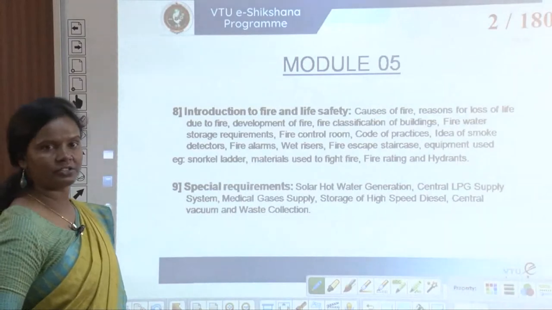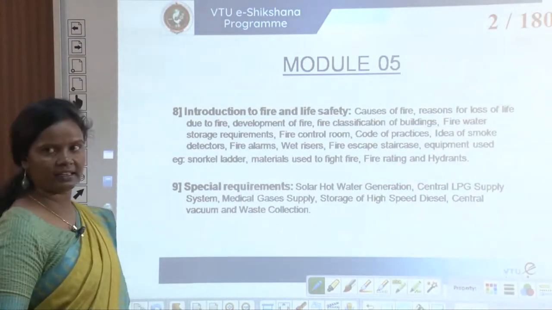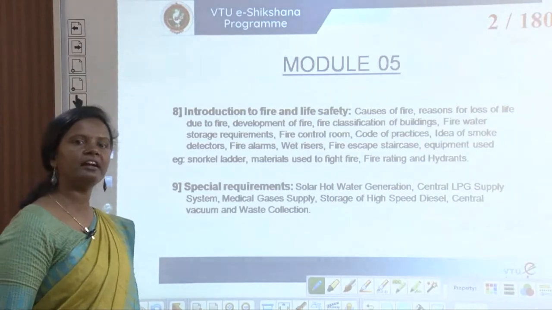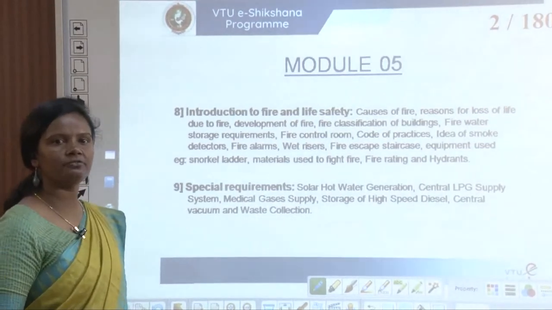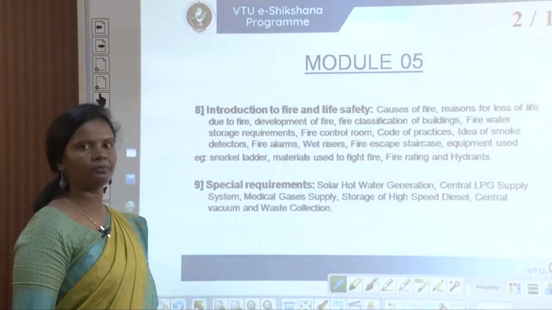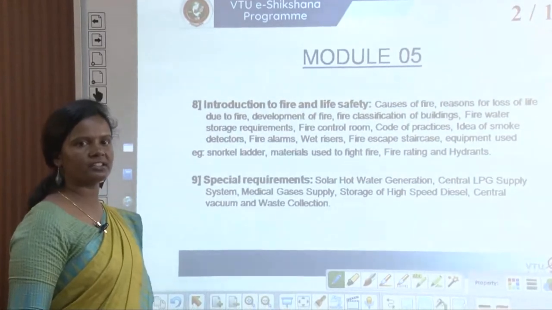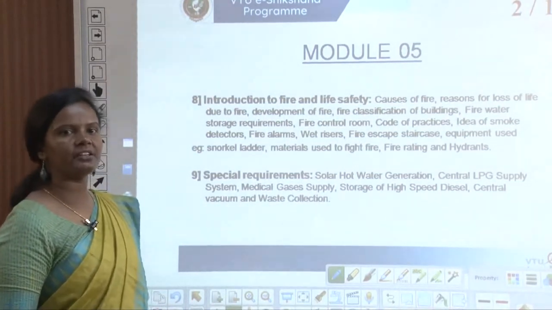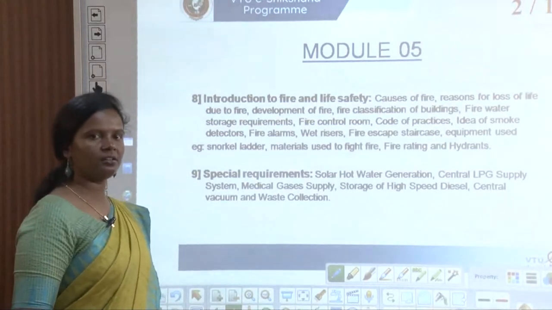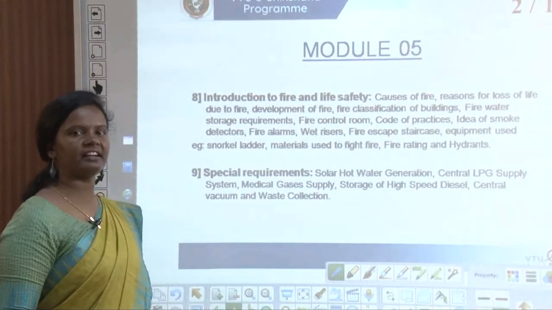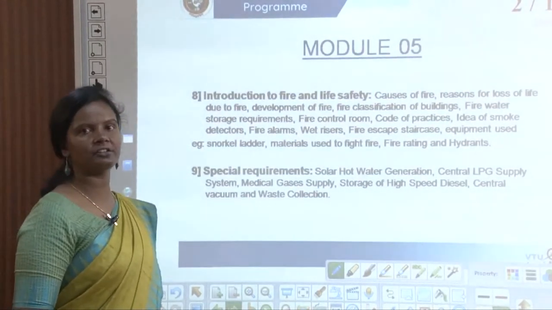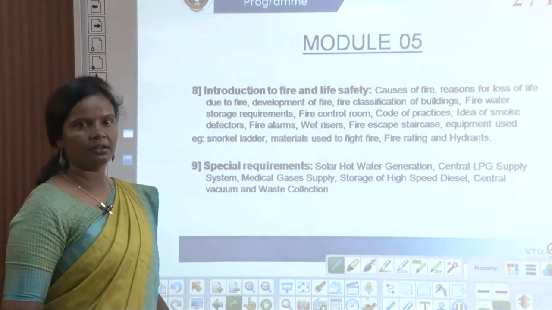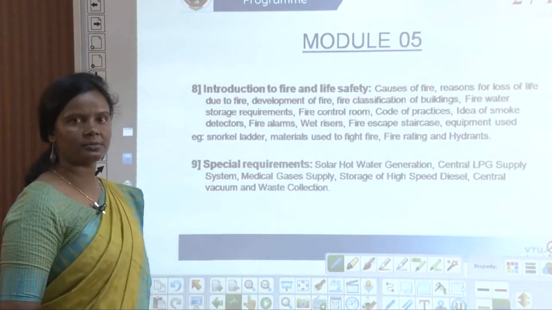In module 5, we have these two major topics. The first one, introduction to fire and life safety, covers causes of fire, reasons for loss of life due to fire, development of fire, fire classification of buildings, fire water storage requirements, fire control room, code of practices, idea of smoke detectors, fire alarms, ventilators, fire escape staircase, equipment used, like for example snorkel ladder, materials used to fight fire, fire rating and hydrants. So like this, we'll see different kinds of application for rescuing the occupants in the buildings in the case of fire. Okay. So the second portion of this is special requirements.